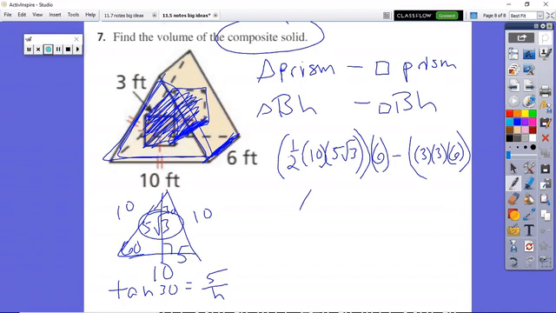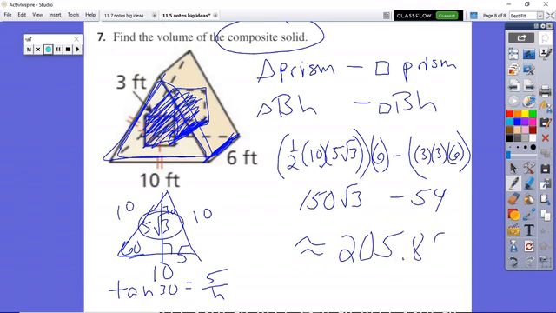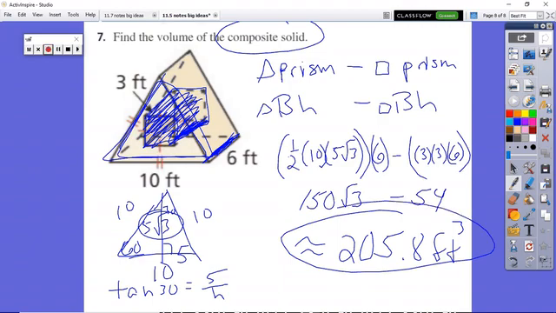All right, so this ends up being 150 roots of 3, but you can just put all this in your calculator. I'm just taking it down further and rounding it: 205.8 cubic feet.